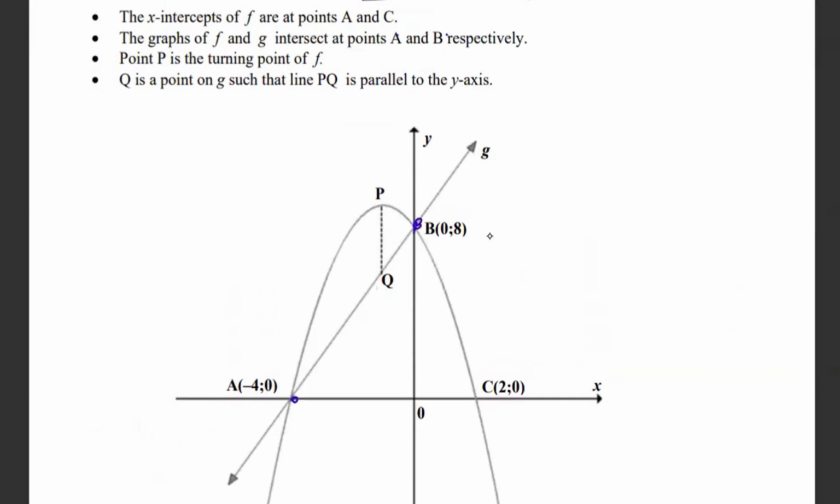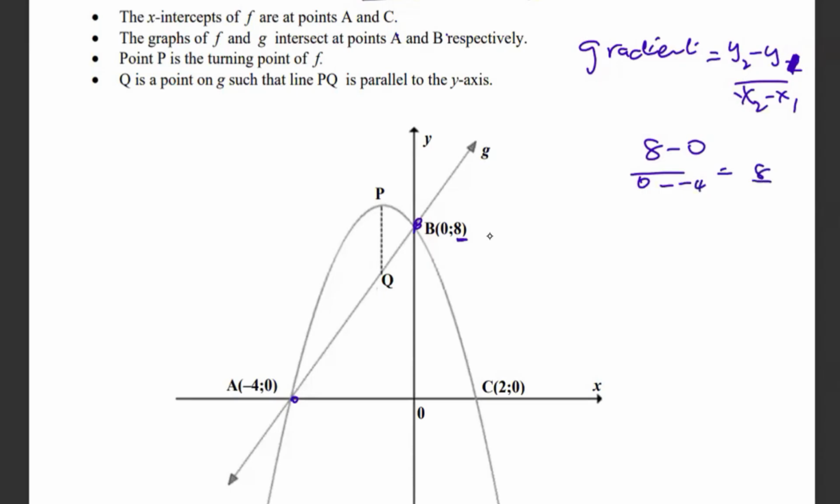And since g is a straight line, meaning that we need the gradient only, we already have the y-intercept as 8. So gradient is change in y over change in x, x2 minus x1. So I'm going to have 8 minus 0 over 0 minus minus 4, which is 8 over 4, which is 2. So g of x is going to be 2x plus 8.